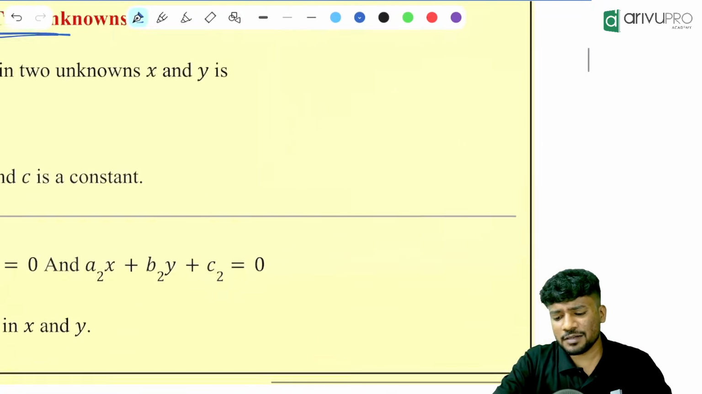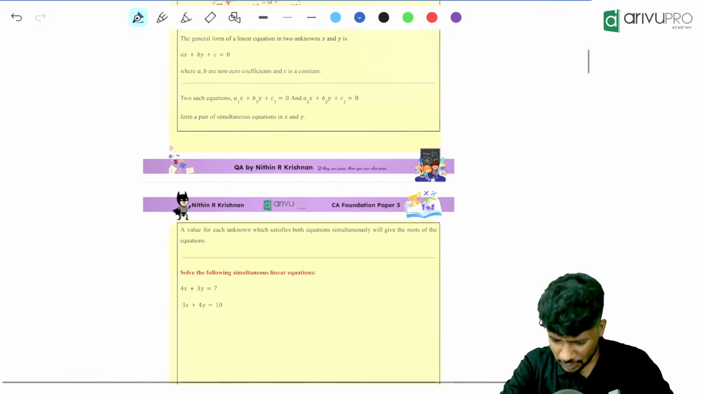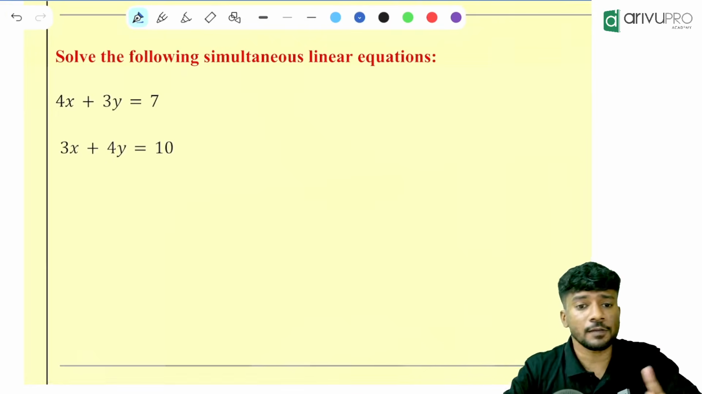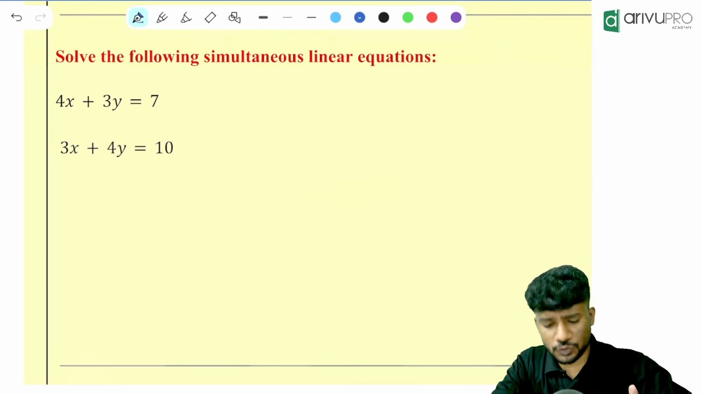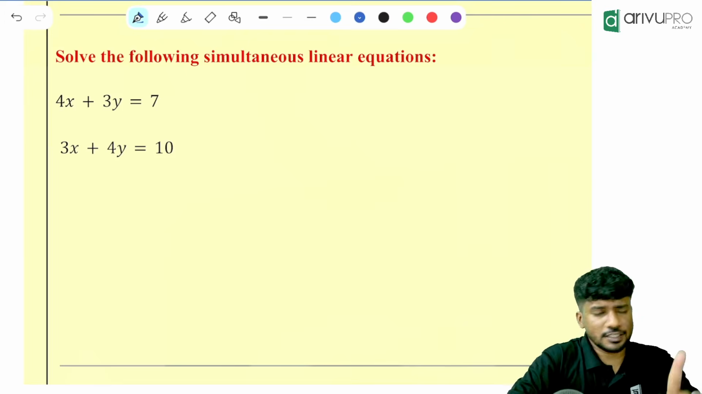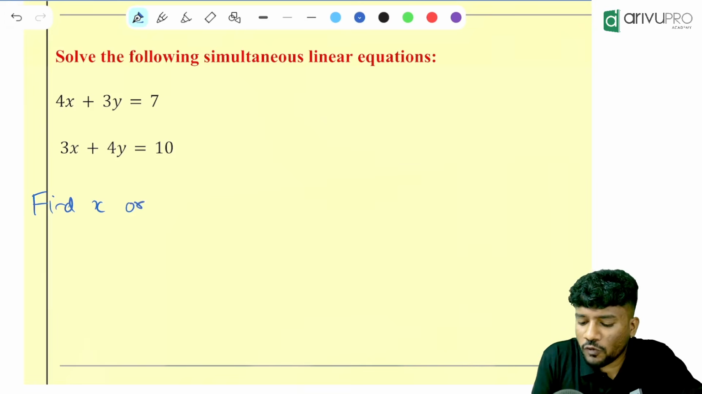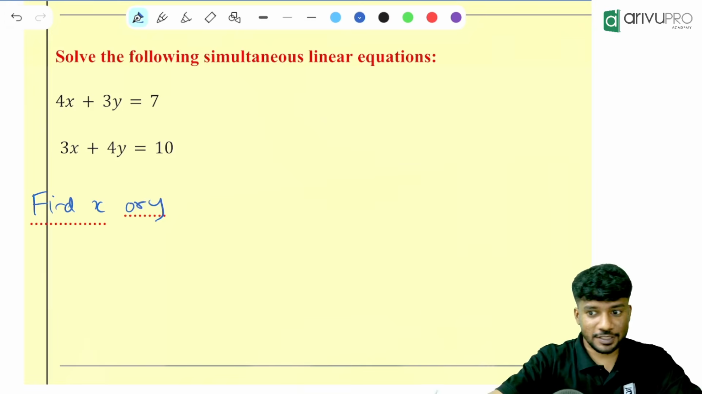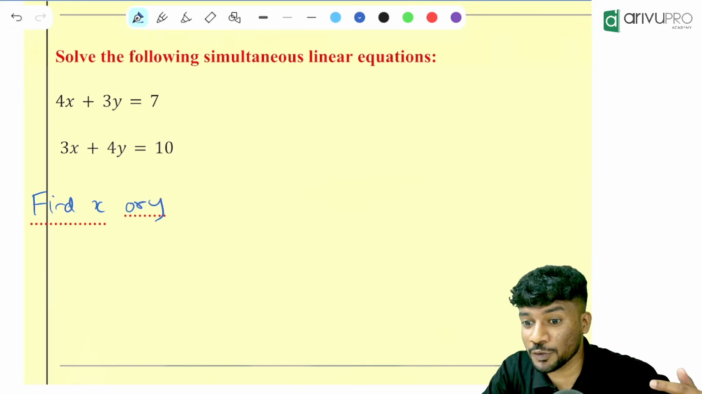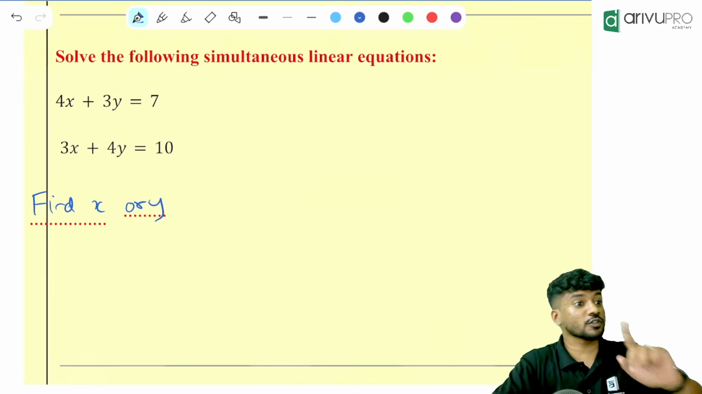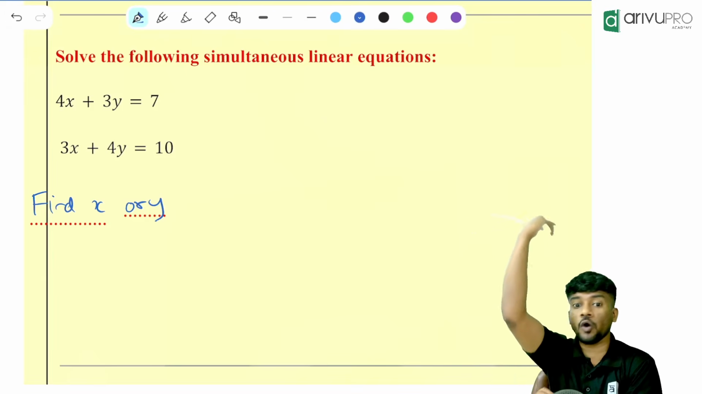Now, randomly some values I'll give. This is how a linear equation in two variables looks like: 4x plus 3y is equal to 7, and 3x plus 4y is equal to 10. The question will be to find x or y. They will not give both the values. If both the values are given, what will we do? We will option hit. Usually they will not give both values. They will ask us to find either x or y.